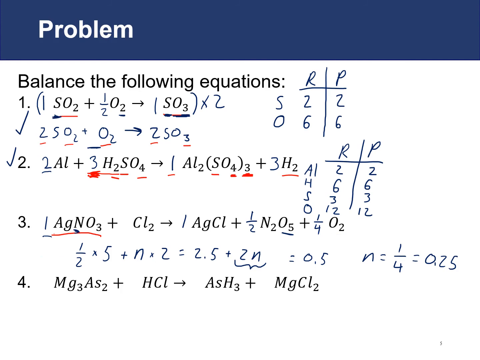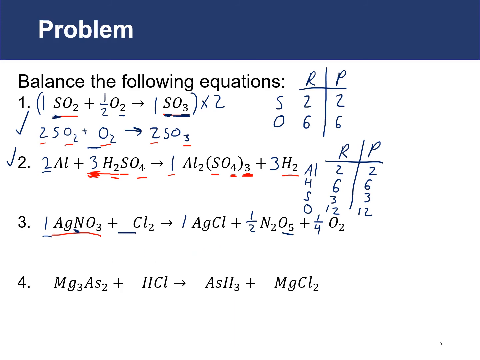Cleaning this up to give myself some room. I still have, in front of the chlorine, Cl2 here, I still need to balance this. The only other location where chlorine exists is in my silver chloride here. And so if I have a 1 in front of my silver chloride, then I would need 1/2 in front of my chlorine molecule. So now each one of my molecules has a number in front of it.